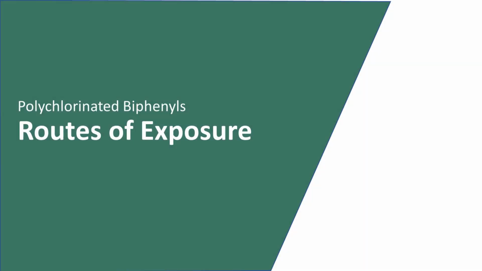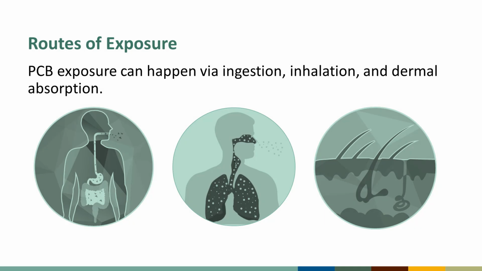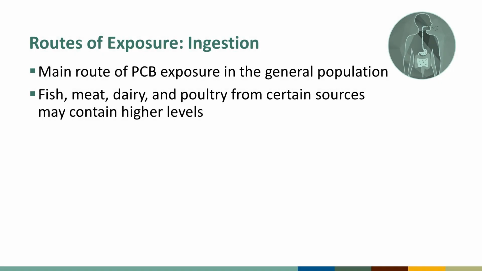Now that we have discussed where PCBs are found, we're going to talk about how people may be exposed to them. Exposure can happen via ingestion, inhalation, and dermal absorption. The main route of PCB exposure for the general population is through consumption of contaminated foods. Levels may be higher in certain fish, meat, dairy, and poultry foods, although concentrations in the food supply have decreased over time. Fish from contaminated waters may contain high levels of PCBs from the environment.